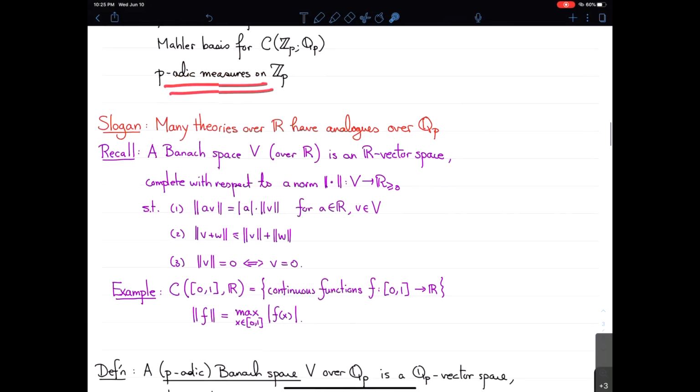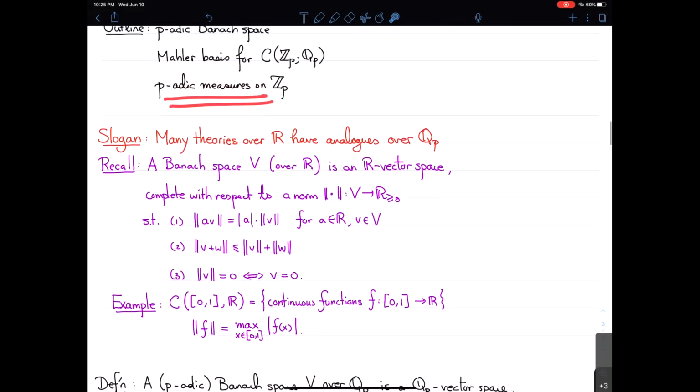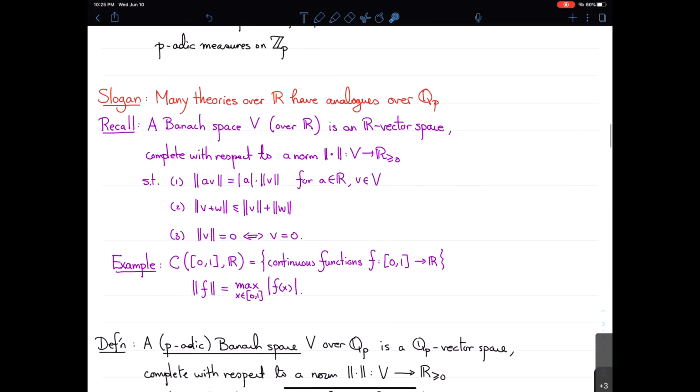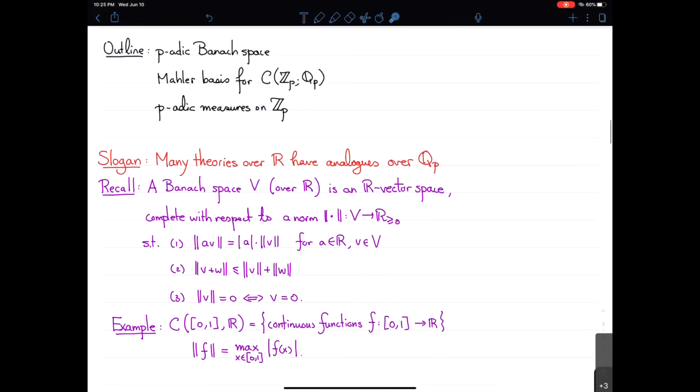We'll see. So let's first of all recall what a Banach space over R means. Basically, a Banach space over R is an R vector space. It's infinite dimensional, as we usually talk about infinite dimensional vector spaces, of course. And it's complete with respect to a norm. Maybe I'll talk about an example before giving the axioms. So I can talk about continuous functions on the open interval 0 to 1.